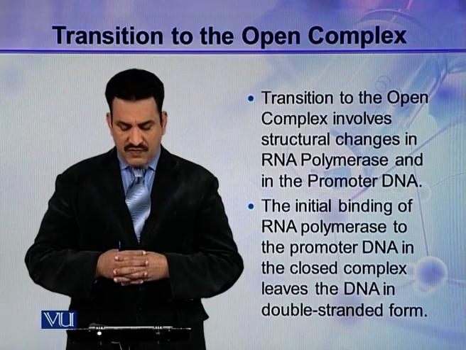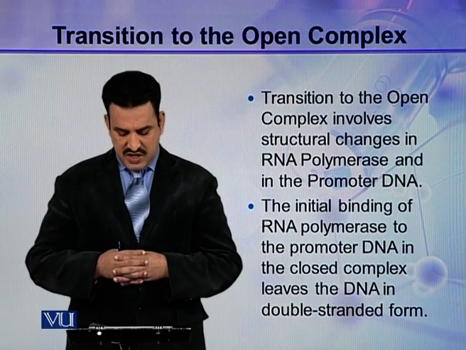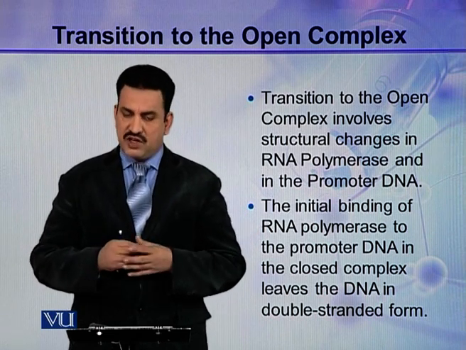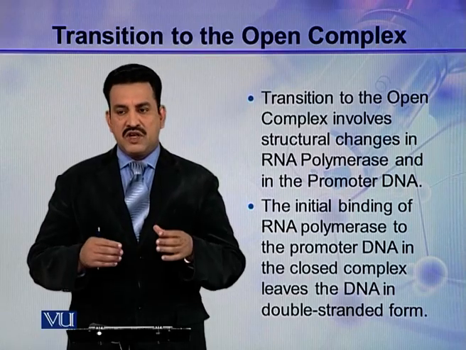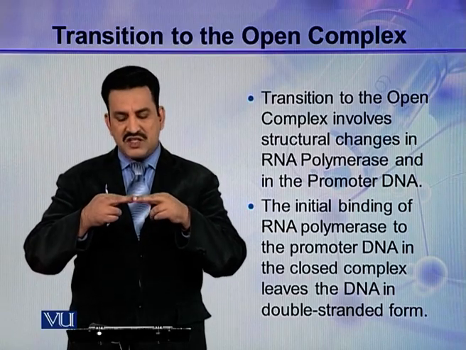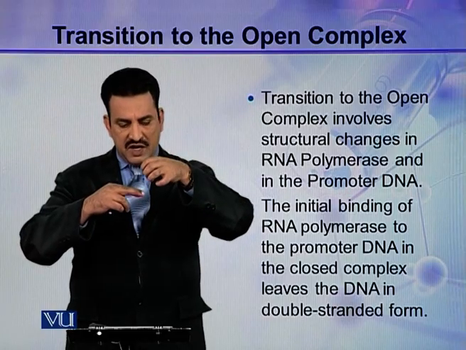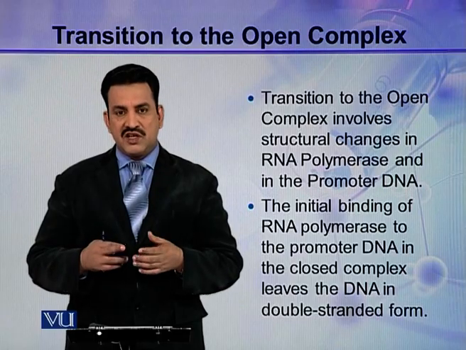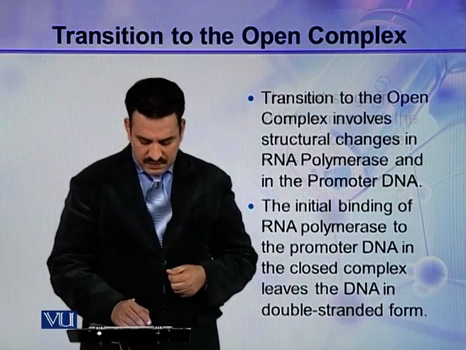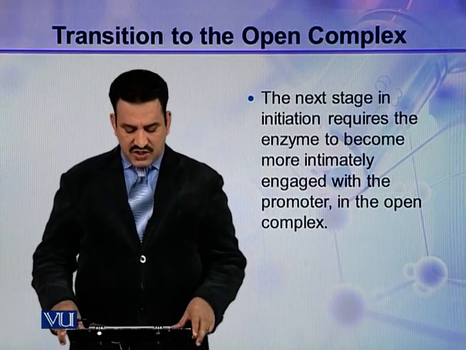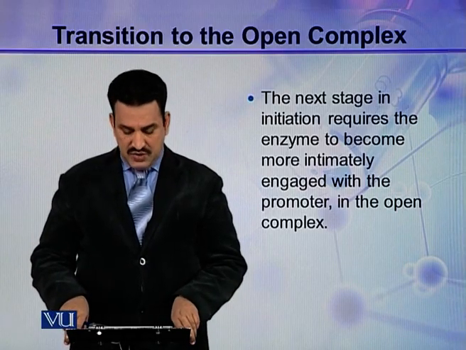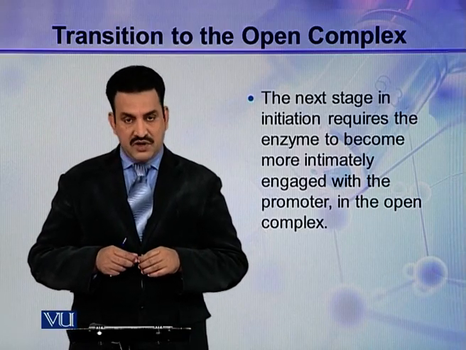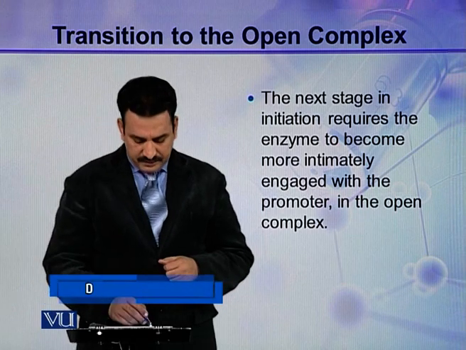The initial binding of RNA polymerase to the promoter DNA in closed complex leaves the DNA in double stranded form. You have seen that when closed complex is formed, the DNA remains in the double stranded form, and polymerase binds like this. So the DNA is still in double stranded form in closed complex. The next stage in initiation requires the enzyme to become more intimately engaged with the promoter in the open complex.